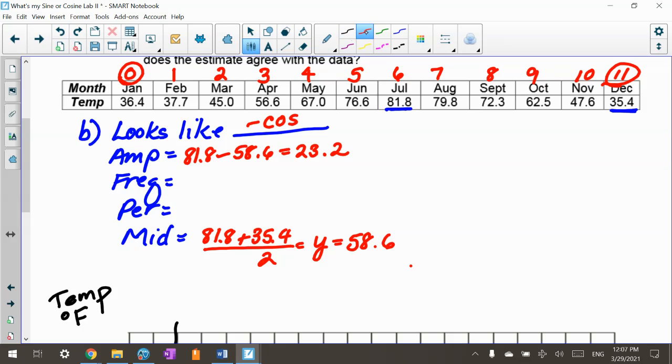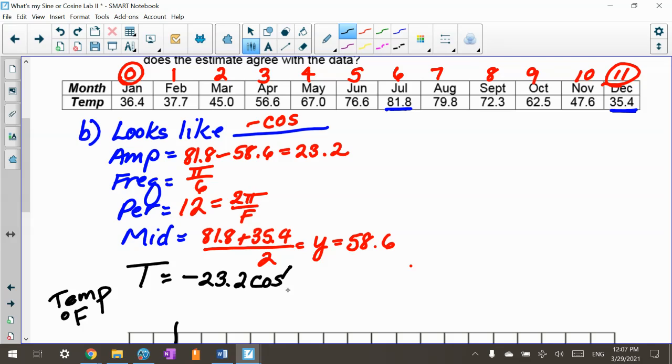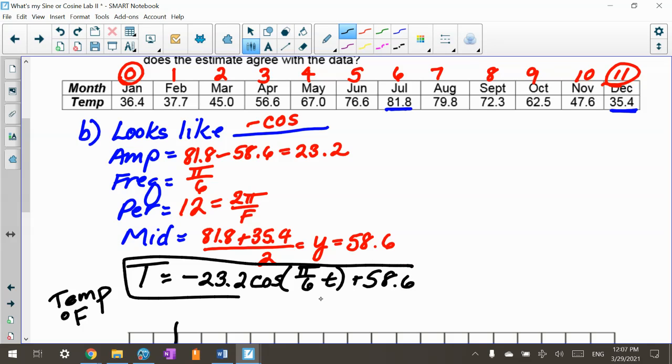I just didn't want to have a shift in there. So 12 equals 2 pi over my frequency. Solve for the frequency by cross multiplying, and you get a frequency of pi over 6. So my temperature equation comes out to be this: a big T for temperature equals negative 23.2 cosine, because remember it's inverted, pi over 6 t plus 58.6. So we found an approximation of this data. It's not perfect, but close enough.